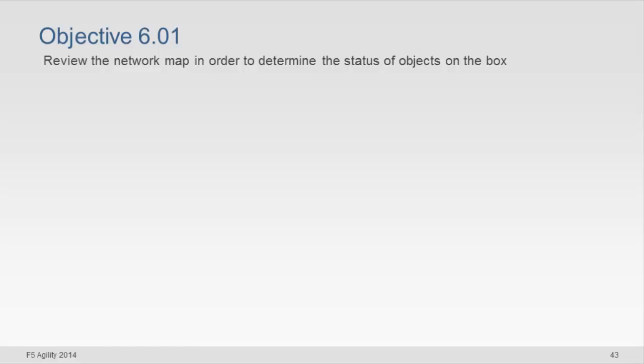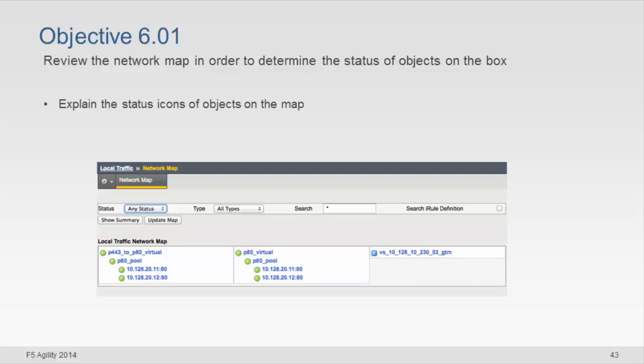This chapter overlaps one of our chapters this morning, in that it's reviewing the network map and the status of objects inside the configuration of the F5 BIG-IP platform. What they want us to do is be able to explain the status of icon objects on the map. So when you're looking at that network map, I showed you a clip of this morning.